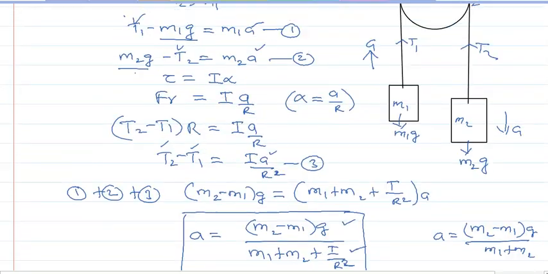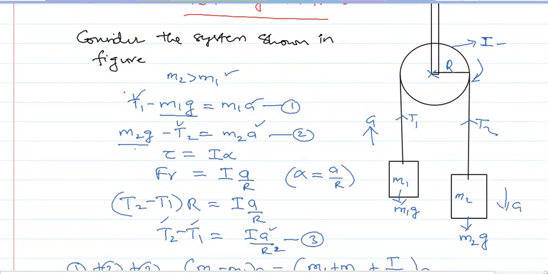Once again I am repeating what I said. We have taken a system of two blocks m1 and m2 connected by a string passed over a pulley of moment of inertia I and radius r, and we assumed m2 greater than m1, so that m2 goes down with acceleration a, m1 goes up with acceleration a, and tensions in the strings are T1 and T2. We wrote the equations of motion for the first one and second one, that is equation 1 and equation 2, and for the pulley T1 and T2 must be different, then only there is a net force acting on the pulley which makes the pulley rotate.